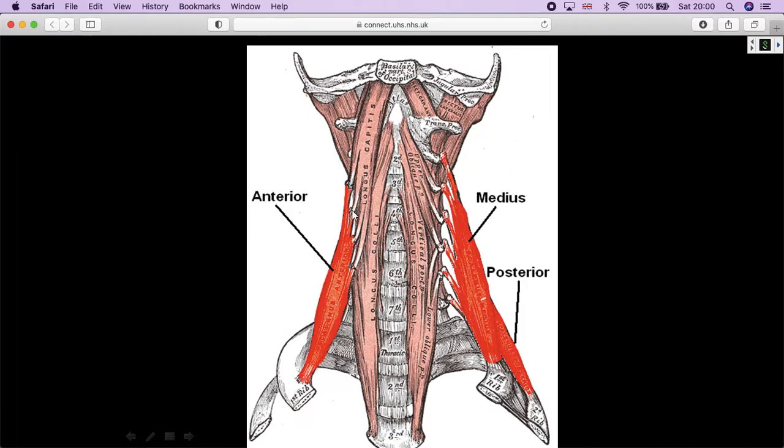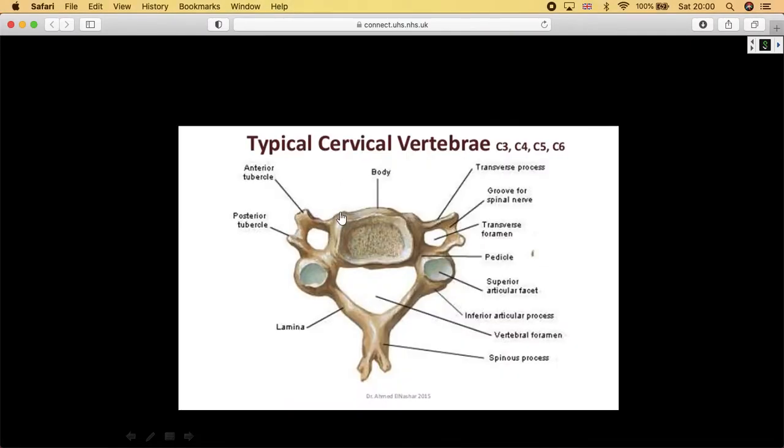The anterior scalene has an origin from what we call the anterior tubercle of the transverse process of the cervical vertebrae, and the middle scalene has an origin from the posterior tubercle, as you can see here from the picture, the posterior tubercle of the transverse process of the cervical vertebrae, and this is very, very crucial. So the anterior scalene takes an origin from the anterior tubercle, and the posterior scalene as well as the middle scalene take an origin from the posterior tubercle.